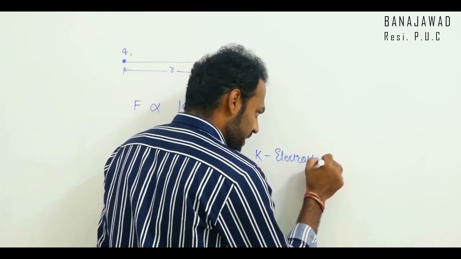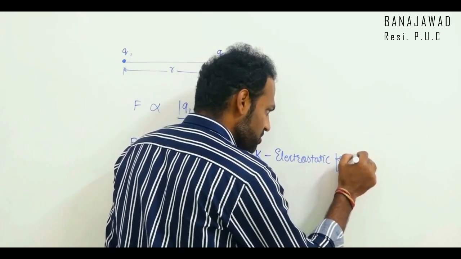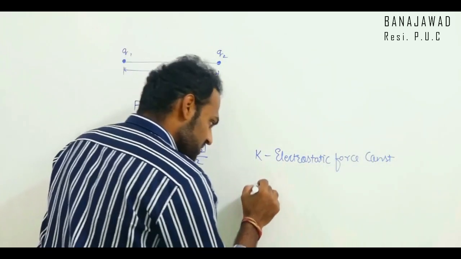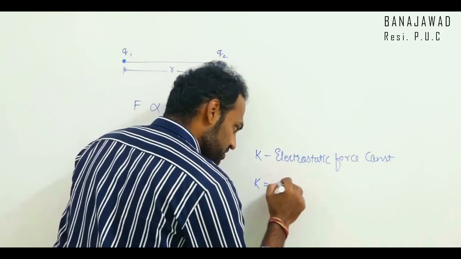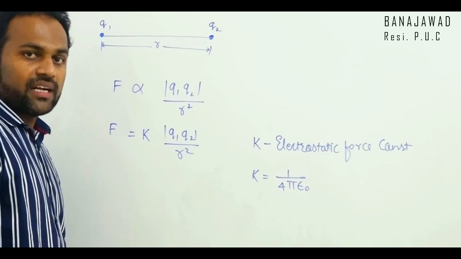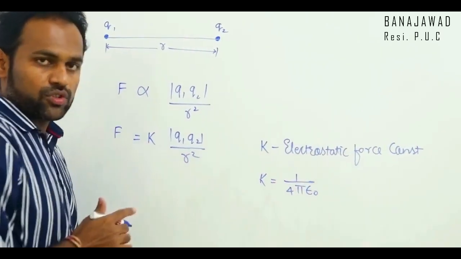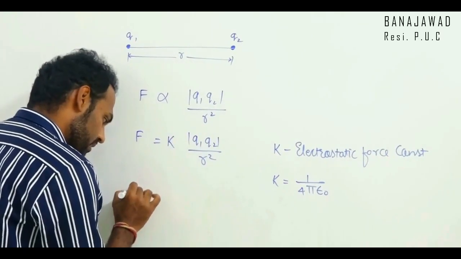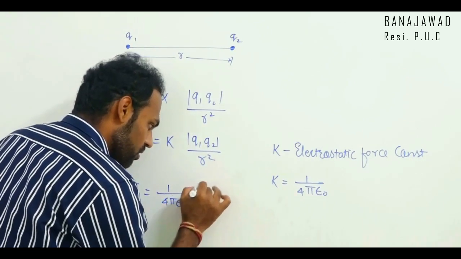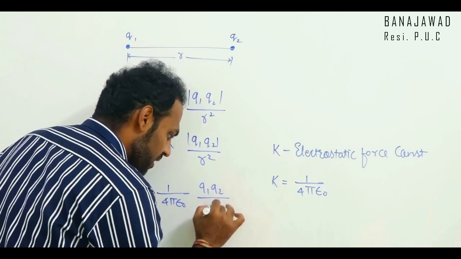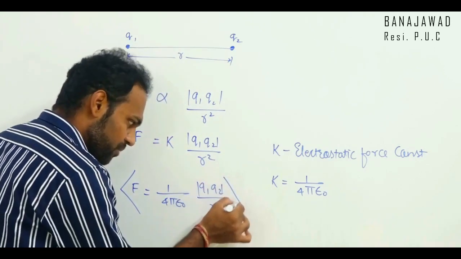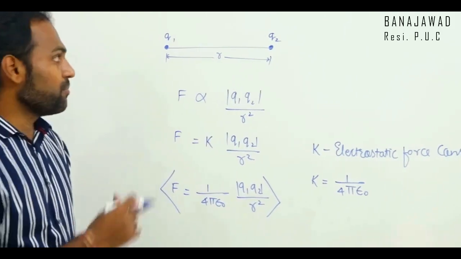Electrostatic force constant. Okay, that is K. This K has an expression: K is equal to 1 divided by 4 pi epsilon naught. That is the value of K, which is called the electrostatic force constant. We'll introduce that K here. So F will be equal to 1 divided by 4 pi epsilon naught, Q1 into Q2 divided by R square.